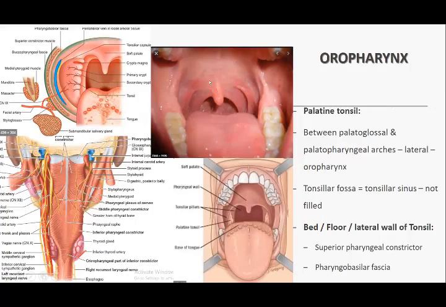Boundaries पे फिर repeat कर देती हूँ. Superiorly ये सारा soft palate है, ये usual है. Superiorly is soft palate. Laterally palatoglossal fold anteriorly होता है, palatopharyngeal fold posteriorly होता है. So superiorly soft palate, laterally palatoglossal fold, and inferiorly you have this posterior surface या base of the tongue.